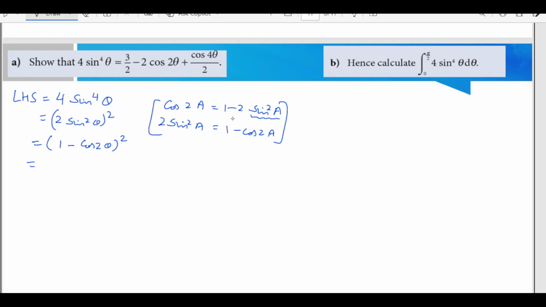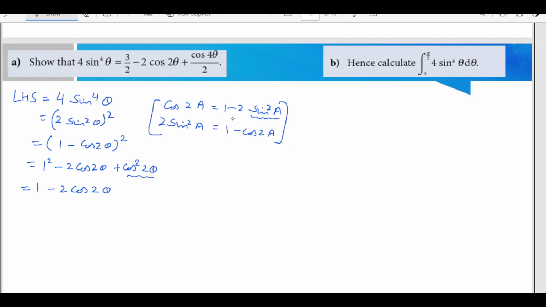Now we can expand. When you expand a minus b all squared, it will be a square minus 2ab plus b square, so 1 minus 2 cos 2 theta plus cos square 2 theta, right?